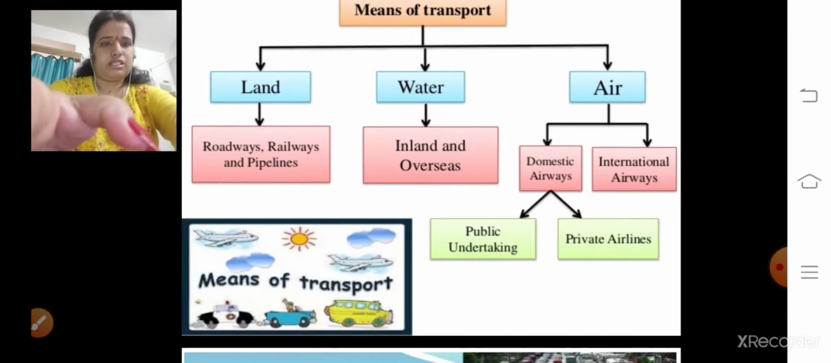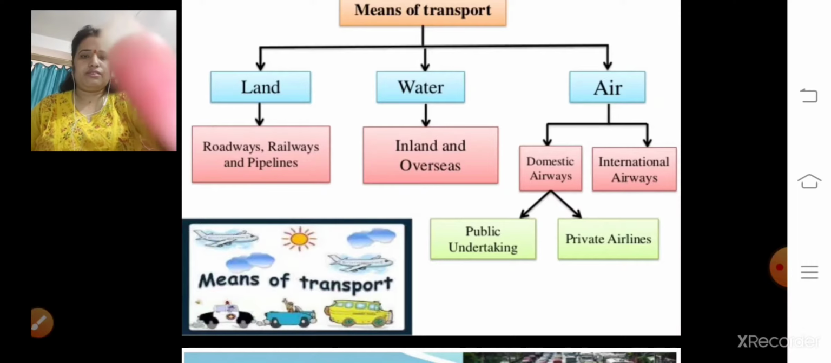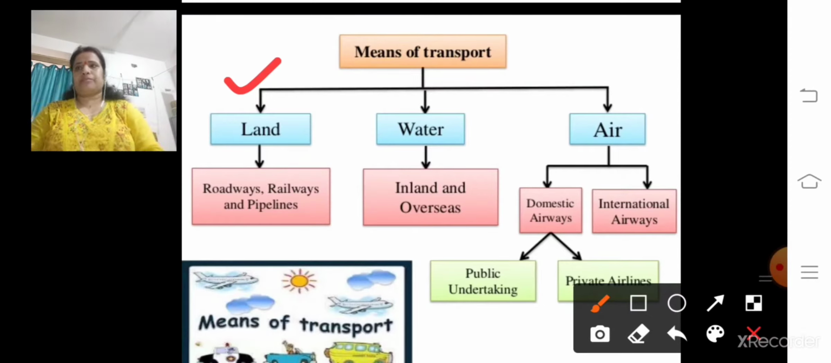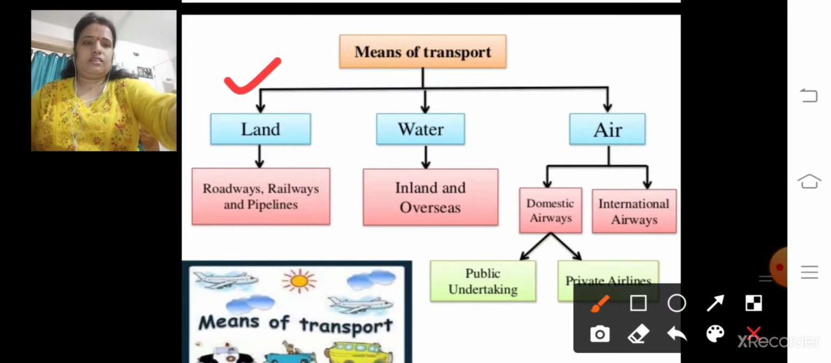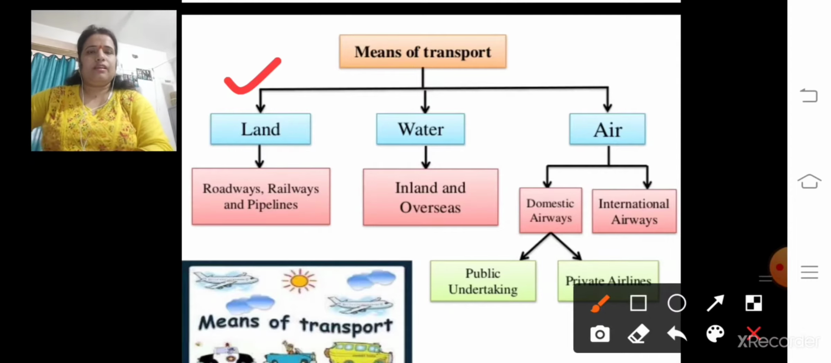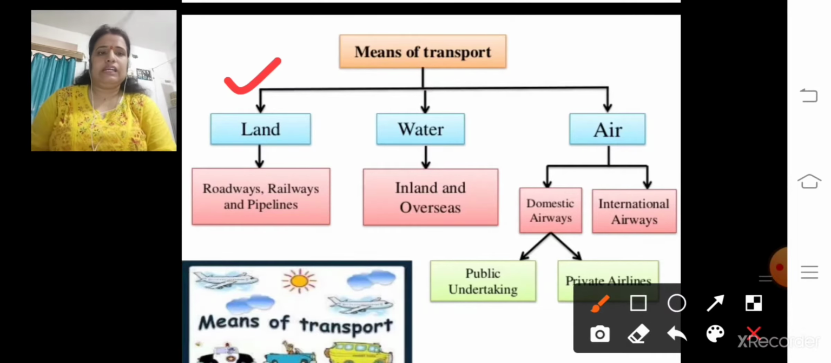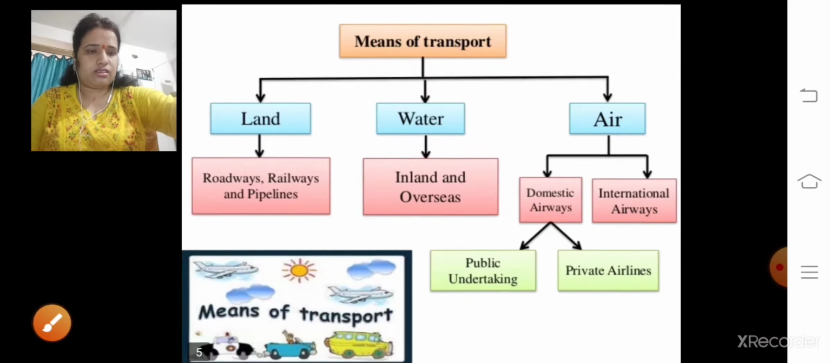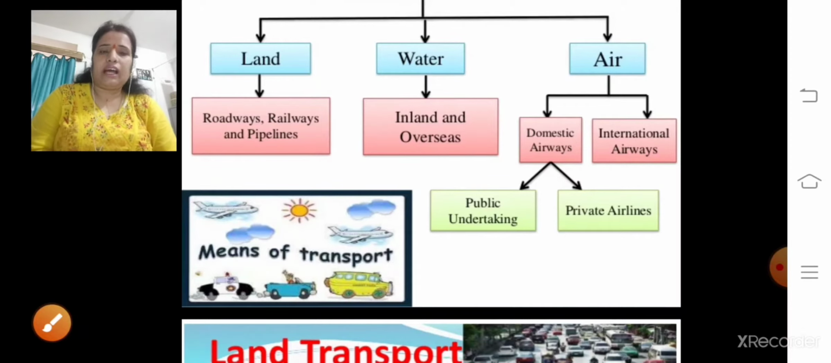now we'll move into the details of means of transportation. First we will see land. Land transportation, you are seeing the roadways, railways and pipelines; water, inland and overseas; air, domestic airways and international airways. Okay. And in domestic airways, public undertaking and private undertaking.